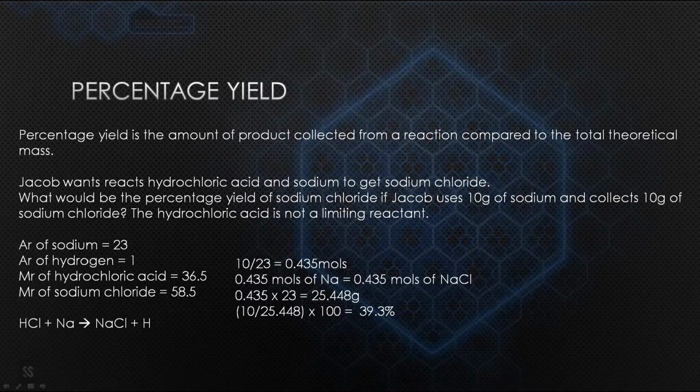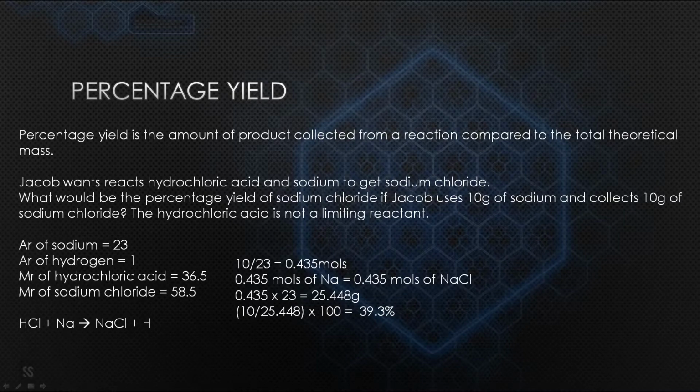Percentage yield is the amount of product collected from a reaction compared to the total theoretical mass. This example states that Jacob reacts hydrochloric acid and sodium to get sodium chloride. What is the percentage yield of sodium chloride if Jacob uses 10 grams of sodium and collects 10 grams of sodium chloride? The hydrochloric acid is not a limiting reactant.